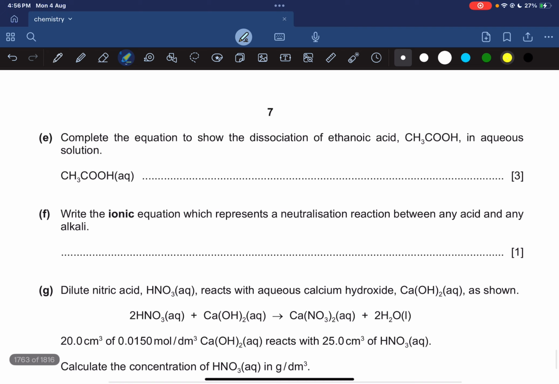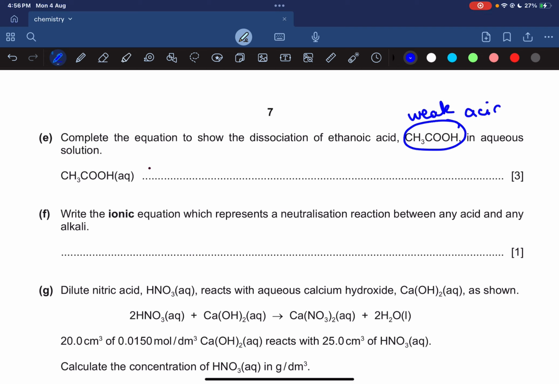Okay, complete the equation to show the dissociation of ethanoic acid in aqueous solution. This dissociation has to be a partial dissociation because ethanoic acid is considered a weak acid, because all organic acids are weak acids. So you just have to draw the reversible reaction sign. You have to draw the ethanoate ion, which is going to be a negative ion, plus your H+ ion.